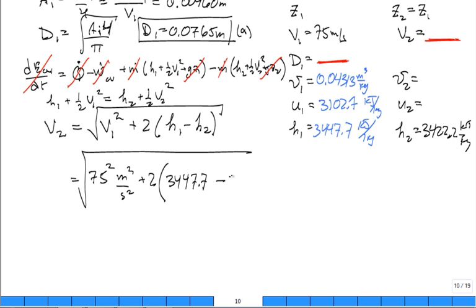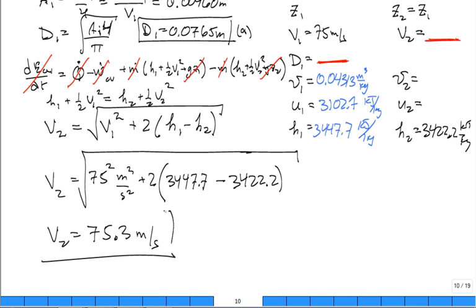So I put 3422.2. If I'm the regular student, I close it. I don't worry about units. I just trust the units are going to work out. And I calculate that V2 comes in at 75.3 meters per second. So the nozzle came in at 75 and it came out at 75.3. But I have an error.